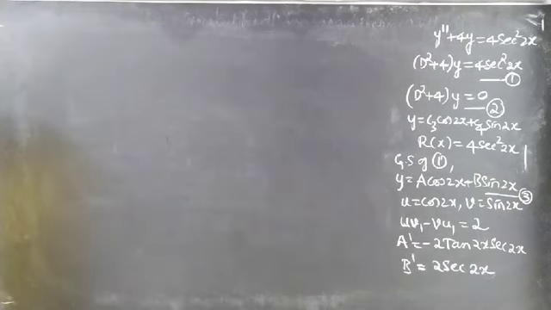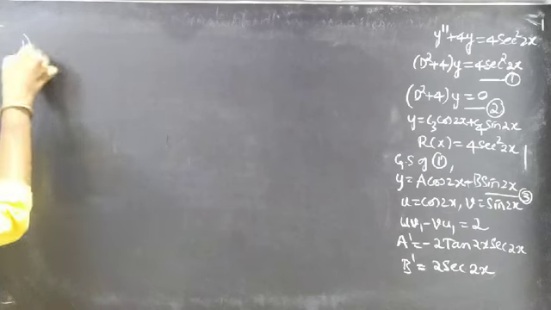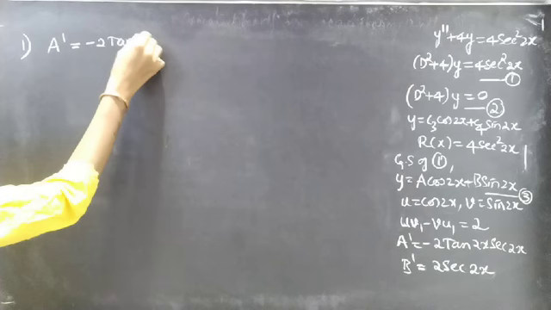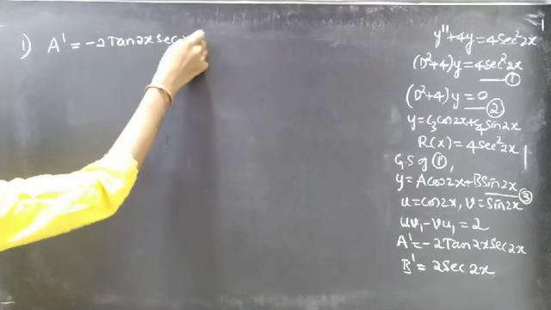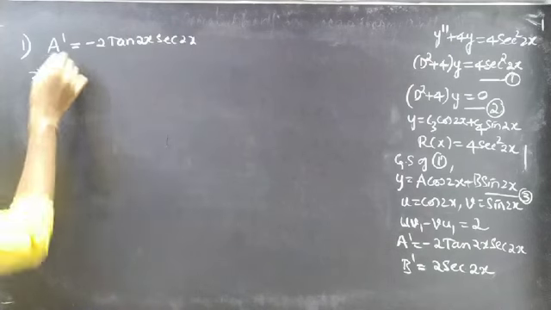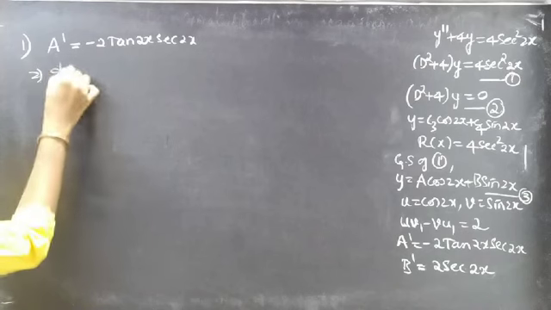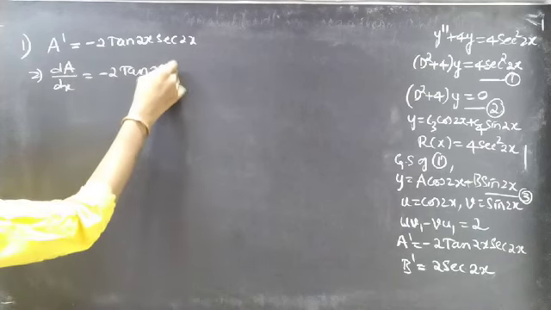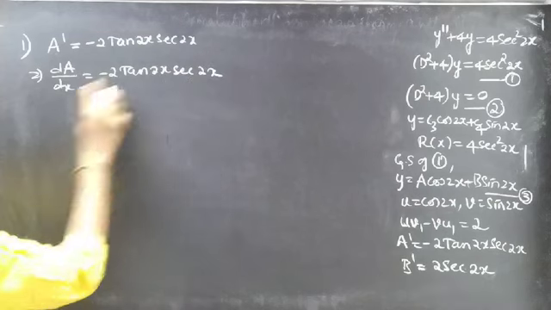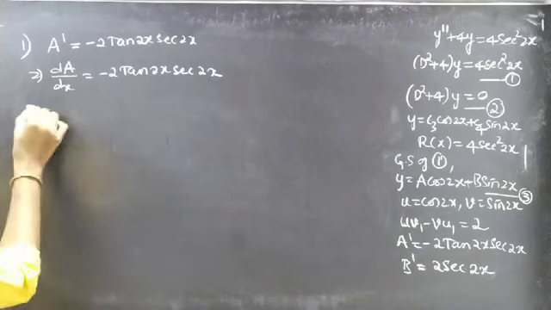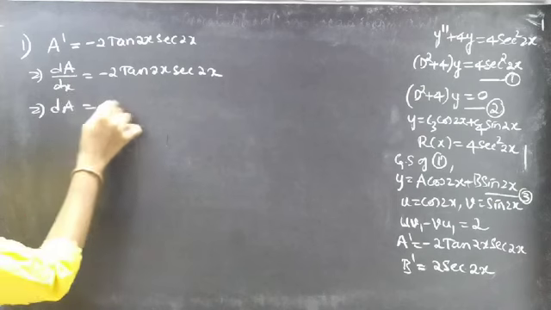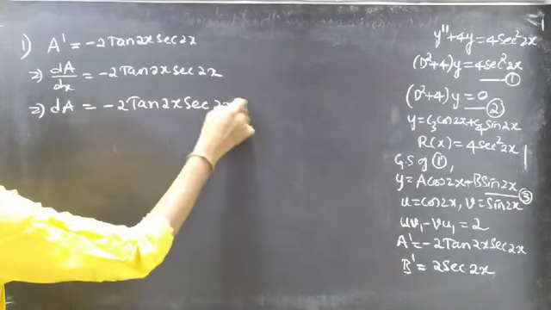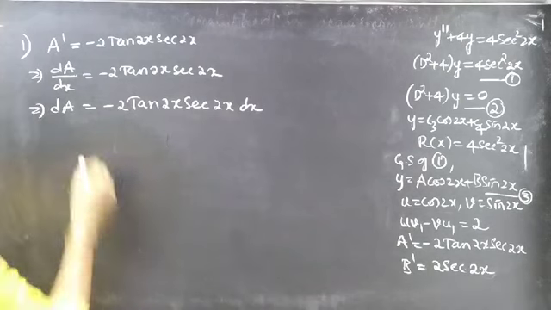Let's now find A and B using A dash and B dash. Firstly, we'll use A dash equals minus 2 tan 2x secant 2x to find A. We know that A dash is nothing but the derivative of A with respect to x. Now let's separate the variables. In order to separate the variables, we'll take the differential dx to the RHS. Then we'll get dA equals minus 2 tan 2x secant 2x into dx. Here the variables are separable.